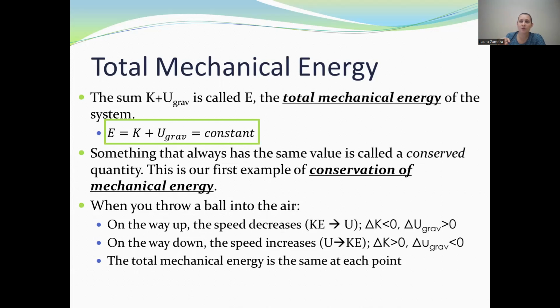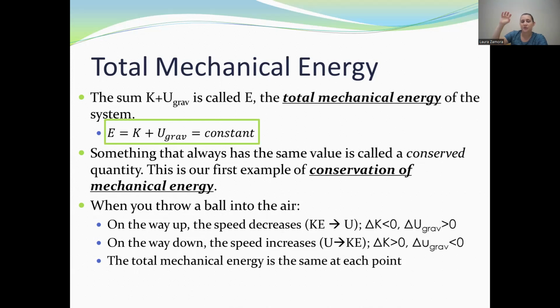So on the way up, the speed of the ball is decreasing. But we also know then if the speed is decreasing, that means the kinetic energy is decreasing, because kinetic energy depends on the mass and the speed. Now the mass of the ball is not changing, hopefully, but the speed is, right? So if the speed is decreasing, that means kinetic energy is decreasing.